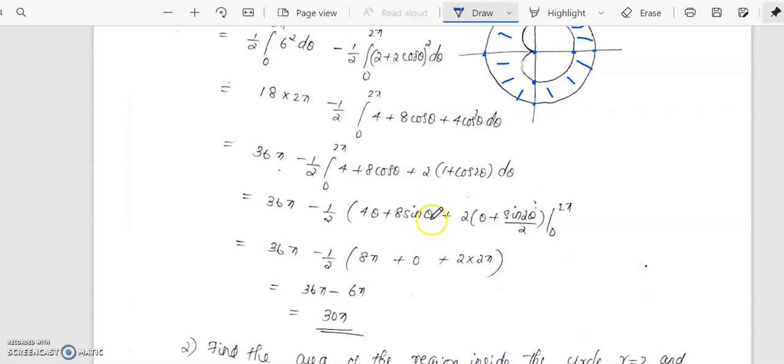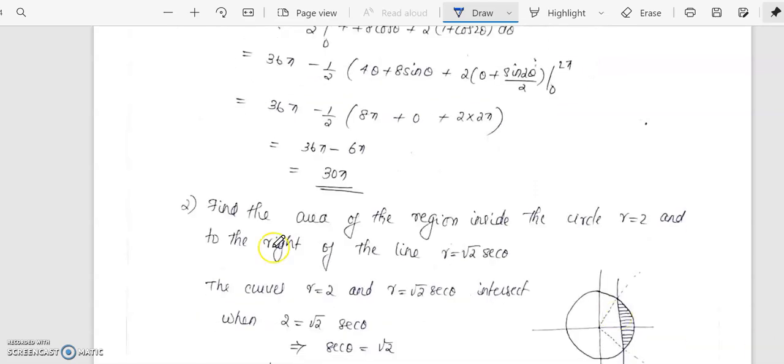When you apply the limits on sin theta and sin 2 theta from 0 to 2 pi, both will be 0. So remaining you have limits of 4 theta and 2 theta. So that will be 4 into 2 pi and 2 into 2 pi. So we'll get 8 pi plus 4 pi. That is 12 pi by 2, which comes to 6 pi. So the value is going to be equal to 30 pi. So that is the required area.